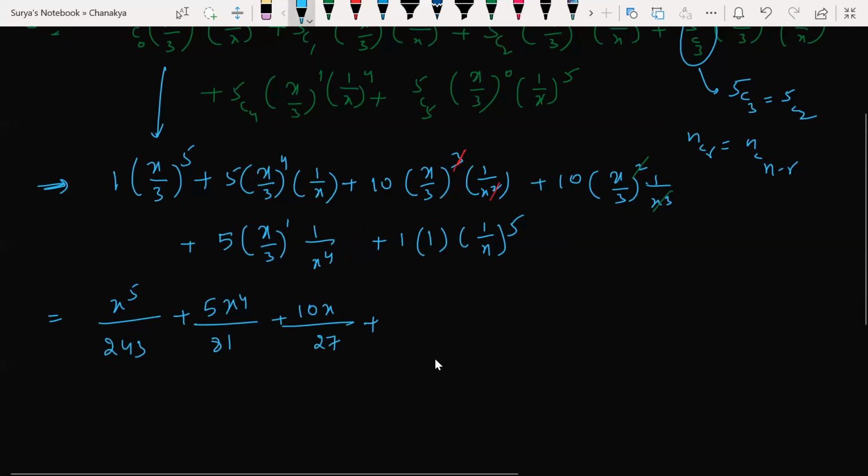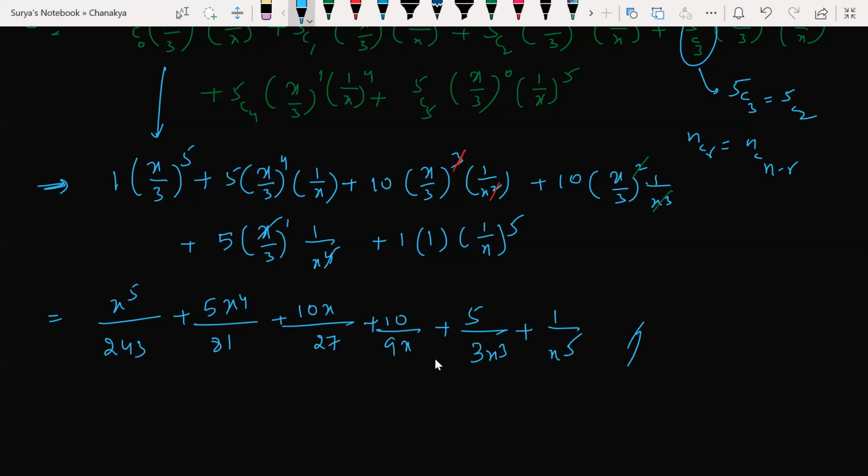10x plus 10 by 3x. Am I correct? Not 3x, beta. 3 square is 9. So 9 into x plus 5 into x by 3. So here 1 time, 4 time will get cancelled. So what am I left with now? X cube times 5 by 3x cube plus 1 by x to the power of 5. This is my answer. Clear?